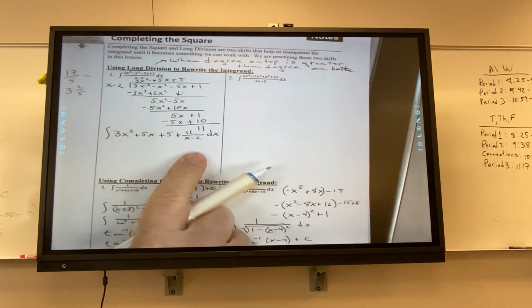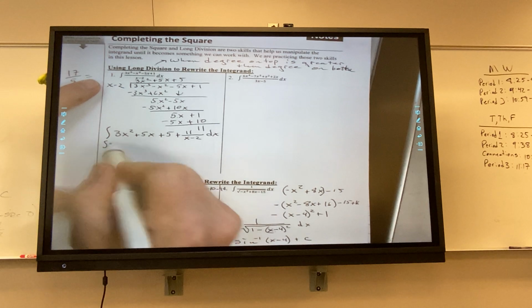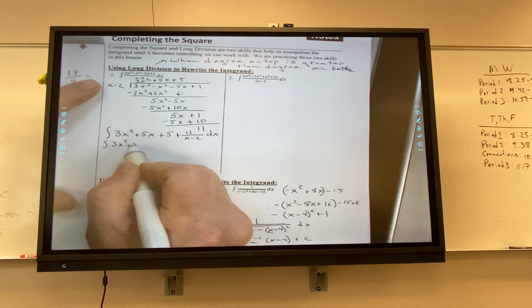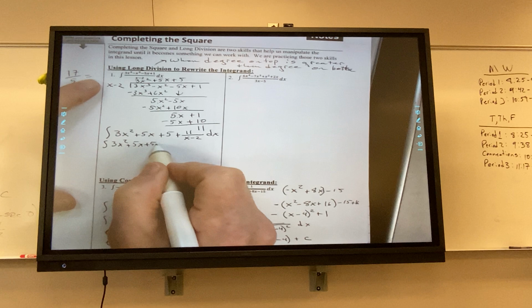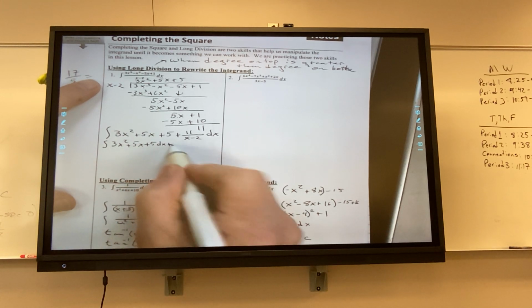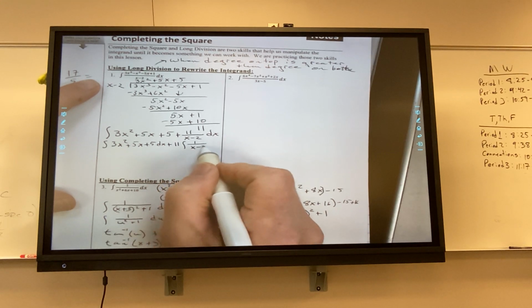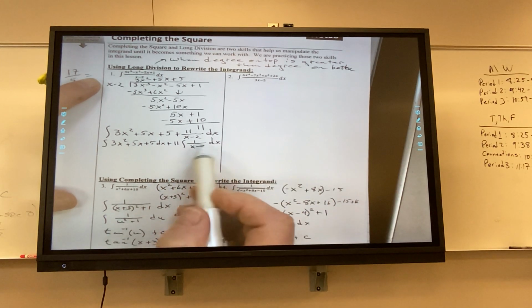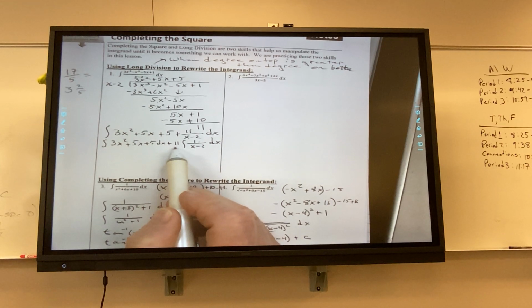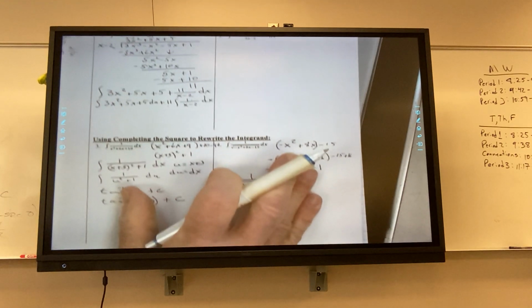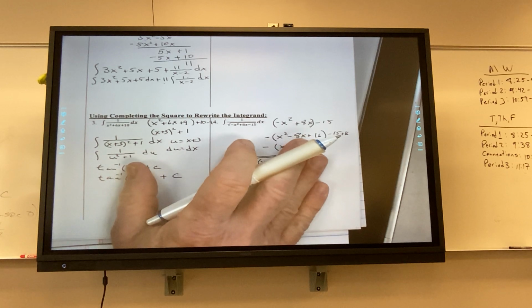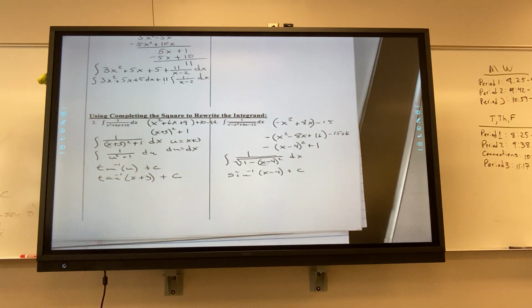Now, I'm going to break it up into 2 integrals. And I can bring the 11 out, can't I? Right? Does everybody see that? I can bring the 11 out because 11 times 1 over x minus 2 is 11 over x minus 2. All right. We should be okay taking the antiderivative of this.